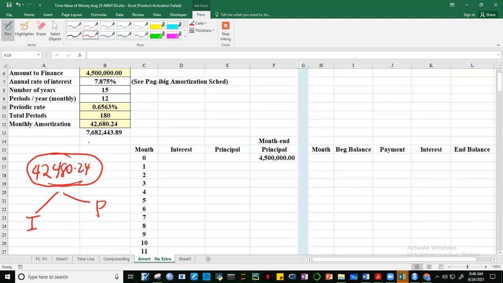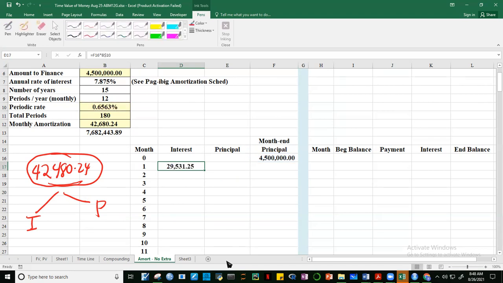So how do we compute for that? I think you know this, since you've done an amortization table before. What goes to interest is based on the month-end principal. Our principal balance is still 4,500,000. Interest accrues on that, times the monthly interest rate. We're going to fix that because we'll copy it downward. So this is now the formula to compute for the interest.